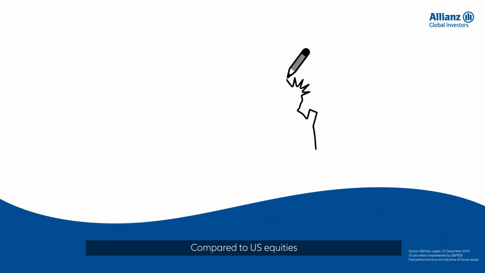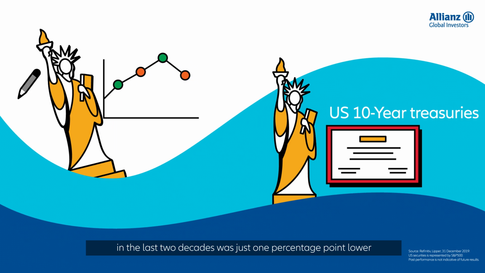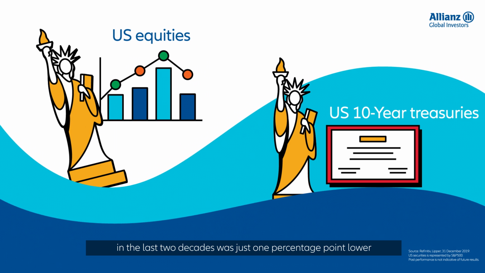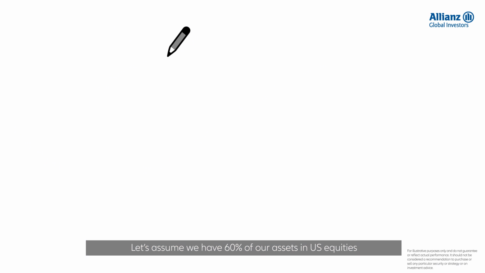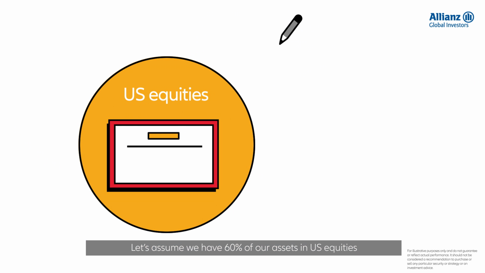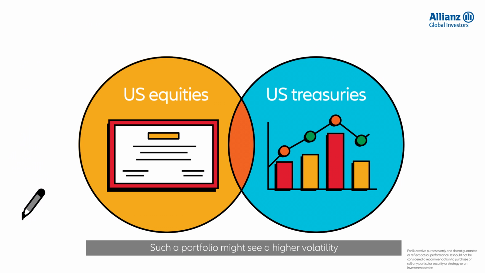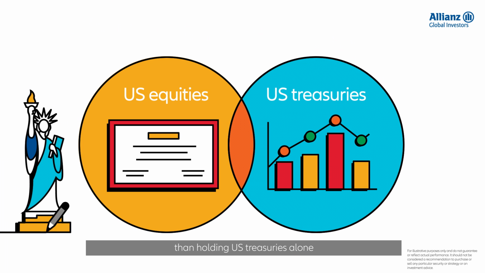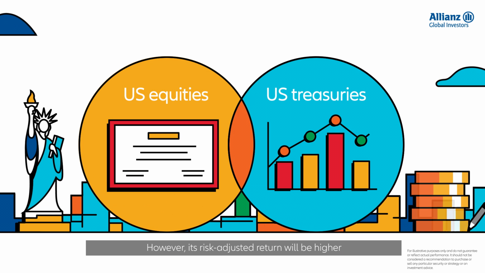Compared to US equities, the annualized return of US 10-year Treasuries in the last 2 decades was just 1 percentage point lower, yet they were just half as volatile. Let's assume we have 60% of our assets in US equities and 40% in US Treasuries. Such a portfolio might see a higher volatility than holding US Treasuries alone. However, its risk-adjusted return will be higher.